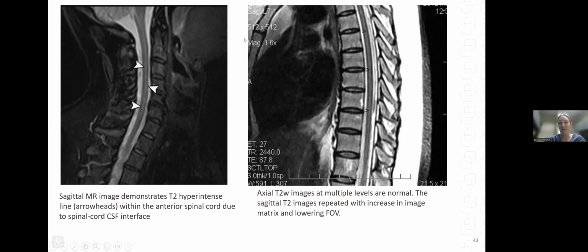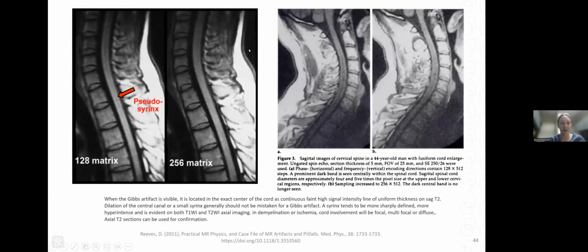So if you are concerned about this, of course, look at your axial cuts. If you don't see that hyperintensity through the center of the cord, you can likely think that this is Gibbs artifact. And in the words of Dr. Kuwabara, you just have to know what it is and what to look for to know that you're not looking at pathology. This is another example of it on T1 sagittal. You can see we're looking at a T1 because the CSF is dark compared to the cord, and you have a dark or hypointense signal running through the center of the cord. Again, you can also lower the field of view or increase the power. They increased the power on this image, and now the artifact is mostly gone. So that's one way to get rid of it.